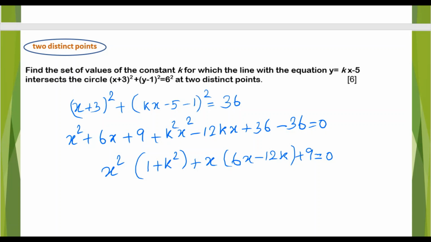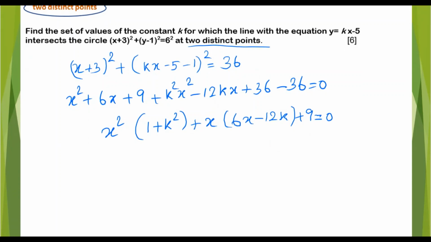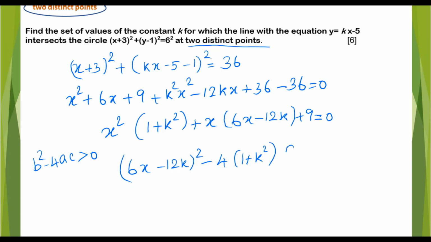Okay. Now we have to find out b squared minus 4ac, and it's given it intersects at two distinct points. So in this case b squared minus 4ac is greater than 0. b square term is 6 minus 12k the whole square minus 4, a is 1 plus k square, and c is 9, greater than 0. Okay. Now let us expand this one.